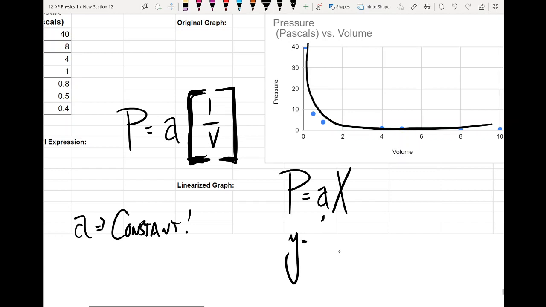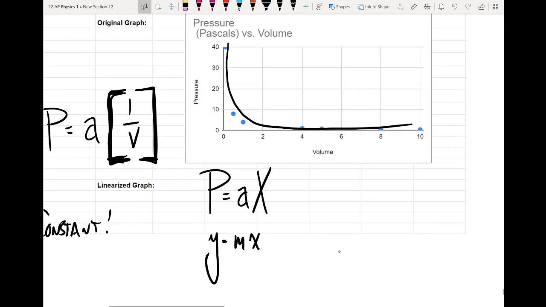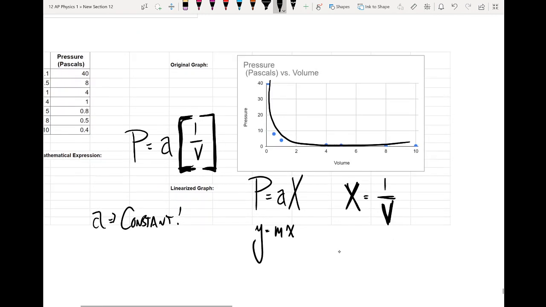Or maybe I'll do it like this: mx. And then we're saying, well, we don't have a b here. We don't have a y-intercept. So this looks a lot like a linear graph if, instead of graphing 1 over V, we just graph this x instead. So I can set up the substitution where x is equal to 1 over my volume.